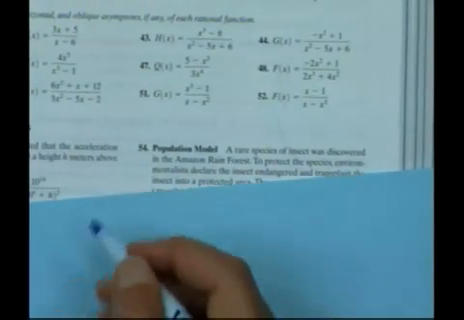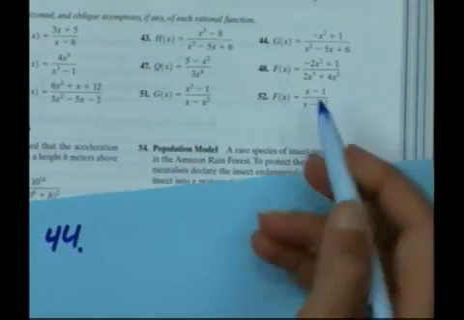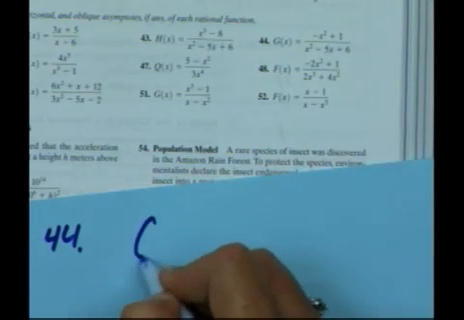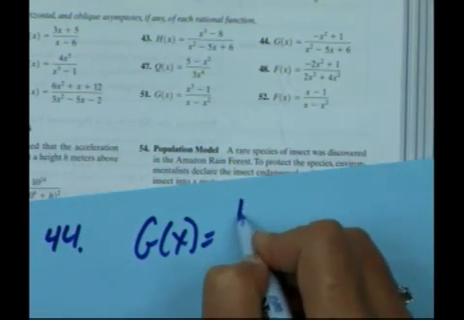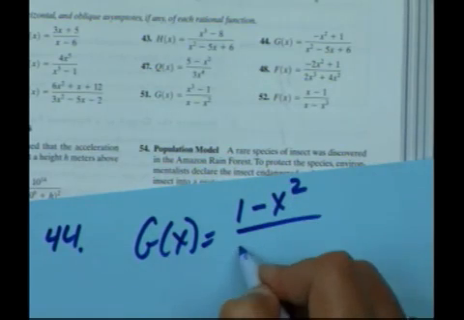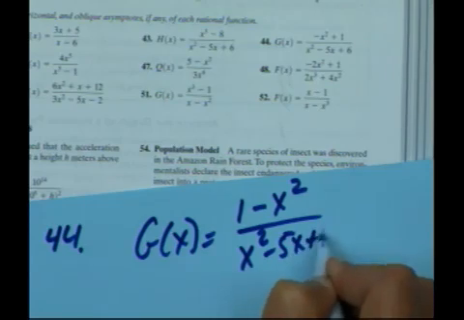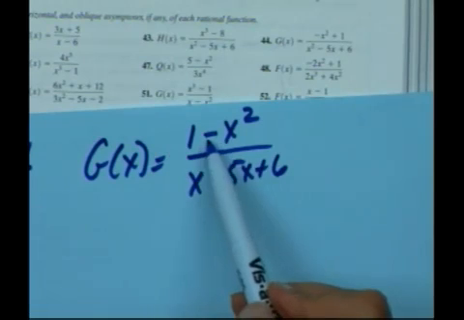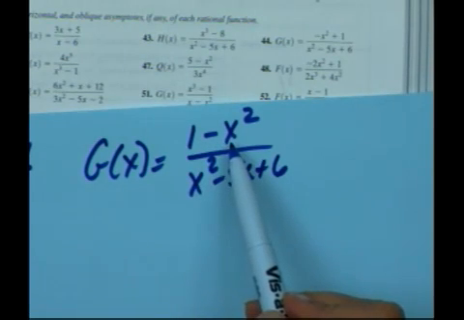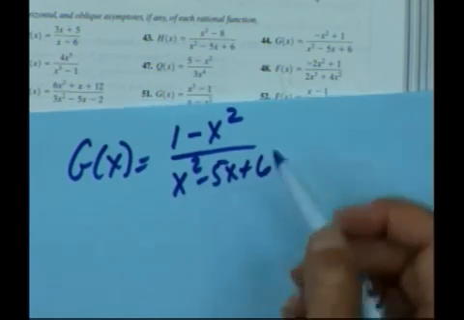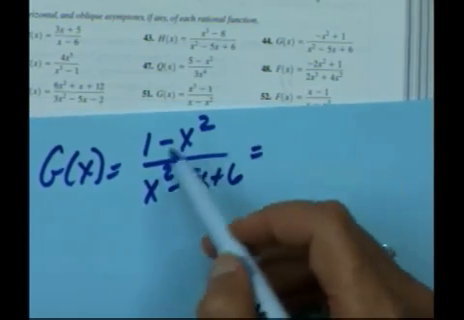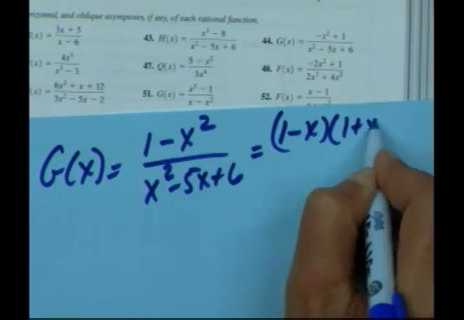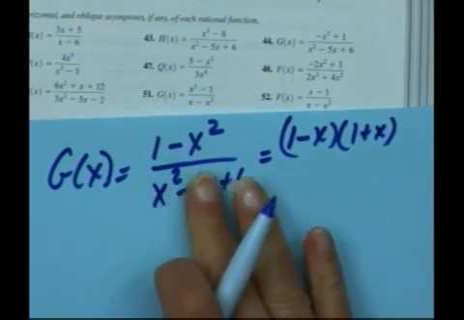For number 44, I would encourage you to change the order in the numerator. G of x equals 1 minus x squared over x squared minus 5x plus 6. The reason I changed the order in the numerator for number 44 is because now you see easily how to factor that. How does the numerator factor? 1 minus x times 1 plus x. All right, difference of 2 squares.